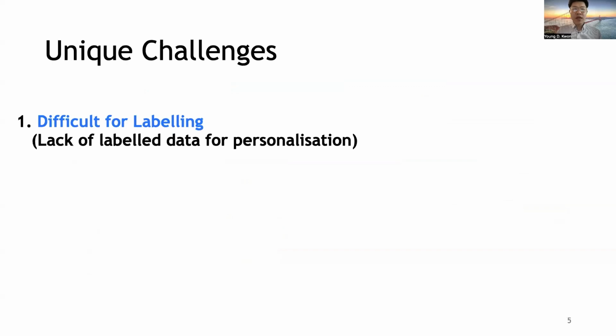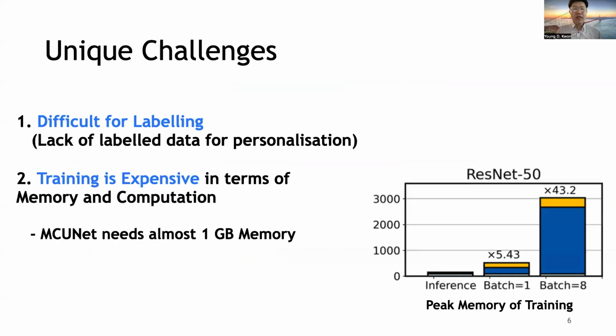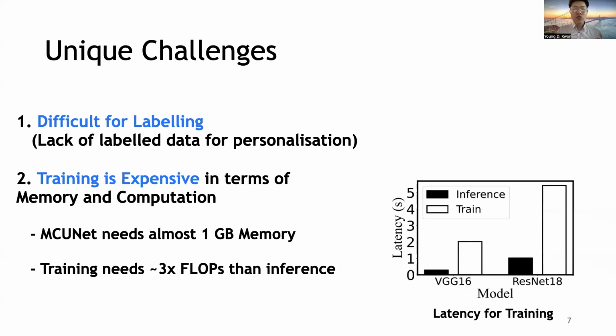But it has unique challenges. First, labeling is difficult because it's hard to get clean and abundant labeled data on device. Second, training is expensive in both memory and computation. As you can see here, ResNet-50 requires almost 3 GB memory with the batch size of 8, which can easily exceed the memory limit of commonly used resource-constrained devices like Raspberry Pi Zero 2 with 512 MB of RAM. Even optimized network architectures like MCUNet require almost 1 GB memory. Also, training requires 3 times more computation than inference, so it's computationally expensive as well.